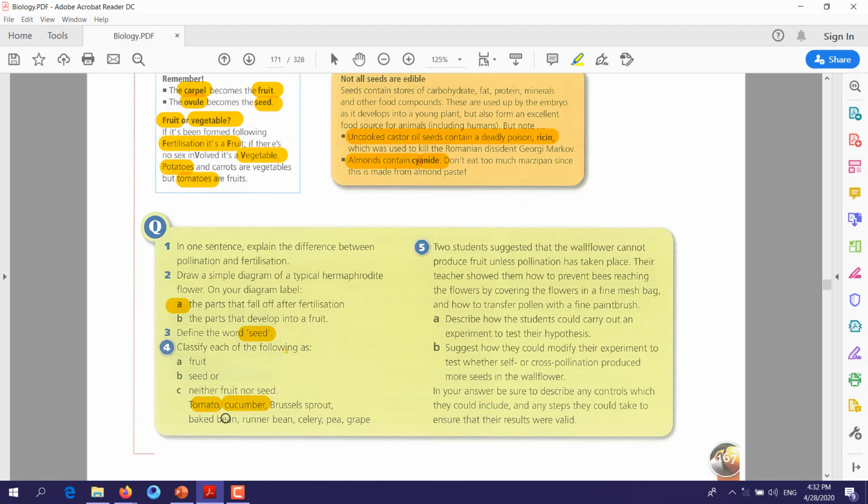Then next one, cucumber. Again, the same question, can we find seeds inside it? The answer is yes. Because it's yes, so also cucumber will be fruit.